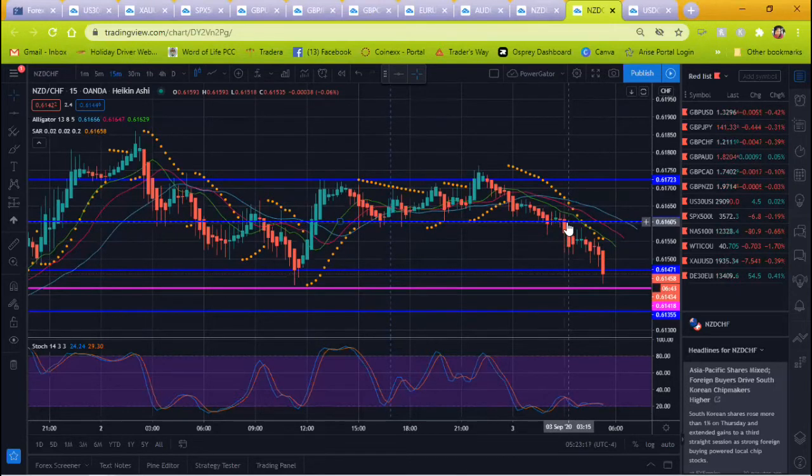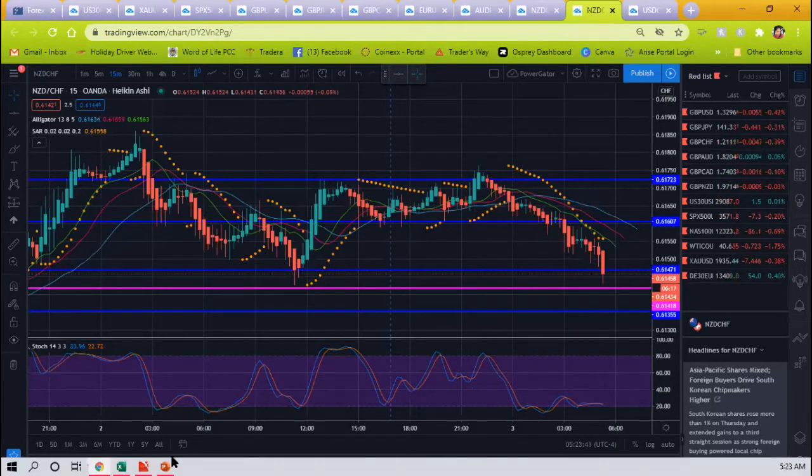Okay, so what we can do, that alligator mouth is wide open. So this is what we're going to do. We're actually going to go ahead and get into a market execution for a sell. And understand that the stochastic is down by the 20, but that alligator mouth looks really good. It is really wide open. So let's see if we can catch us a few pips. So that is the NZD CHF.